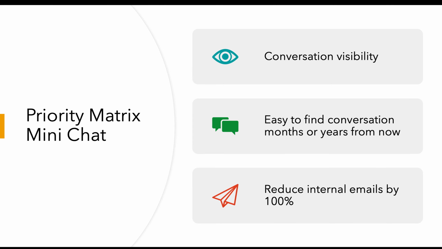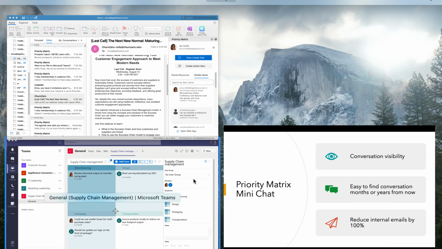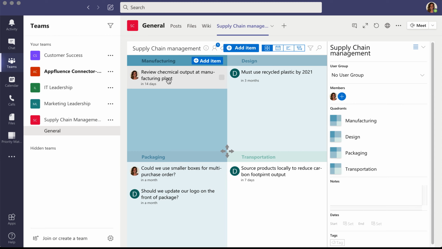To spend less time in Outlook, and if you want to keep your communications inside Priority Matrix, we suggest you use the item mini chat. Every single action item in Priority Matrix has its own conversation spot, and by using the Priority Matrix mini chat, this will help you stay on topic and makes it really easy to locate this conversation years or months from now when you need to go back and see what was discussed within this item.